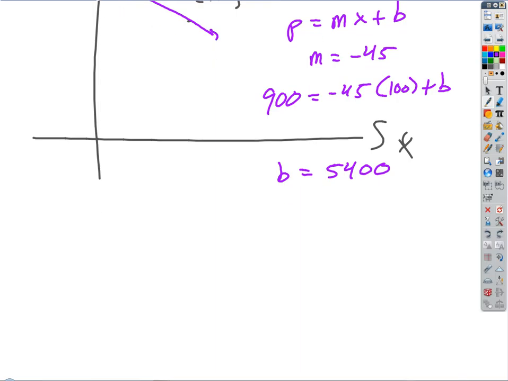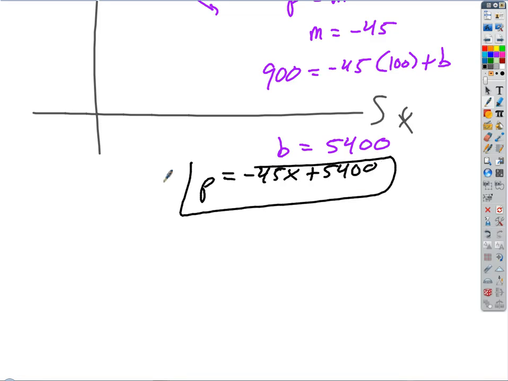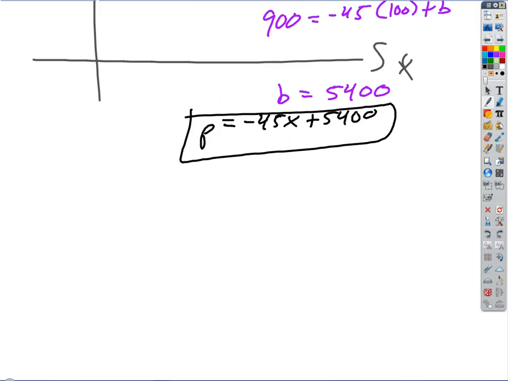Okay, so our demand function. So little p, is it negative? Okay, much better, right? There's our demand function. Okay, so we already did a bunch of the other work.